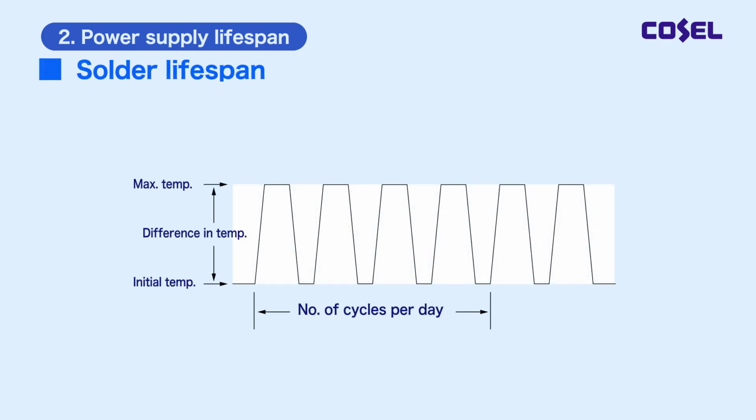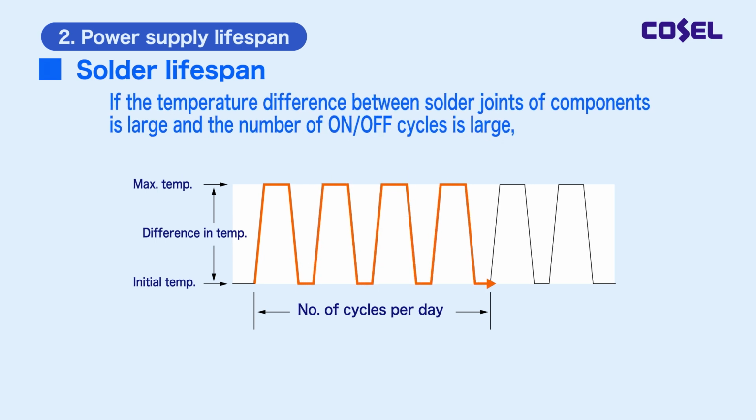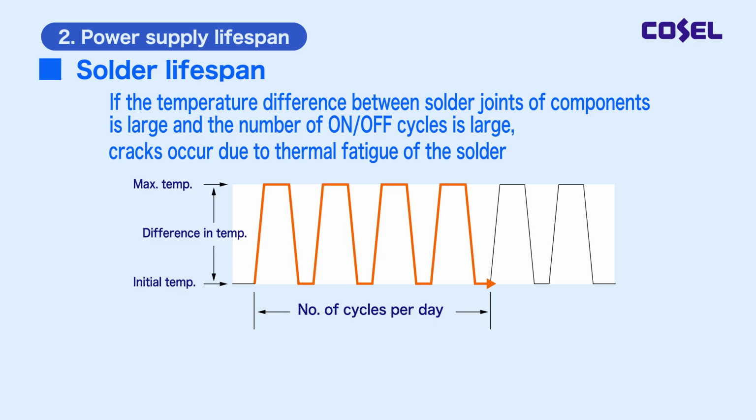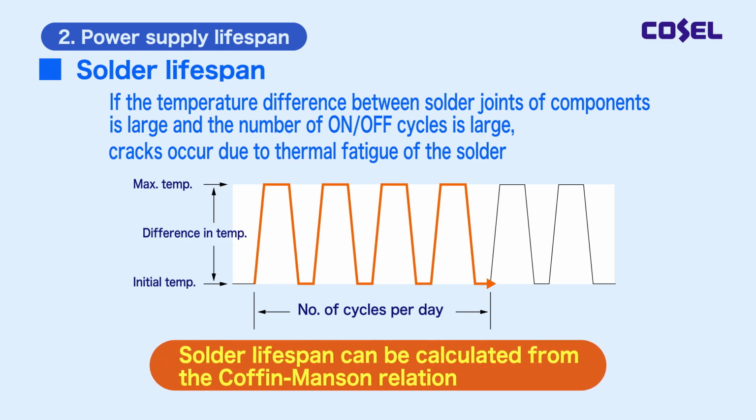Please also consider the lifespan of the solder. Under conditions where the input voltage of the power supply is turned on and off every few hours during the day, or where the device repeatedly cycles between standby and operation every few hours, the solder joints of components are subject to repeated temperature changes and are prone to cracking due to thermal fatigue of the solder. Estimation of solder lifespan due to thermal fatigue can be calculated using the Coffin-Manson relation based on the temperature difference of the power supply and our temperature cycling test results.